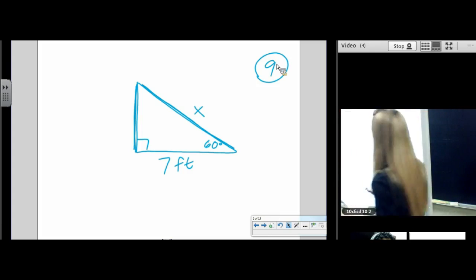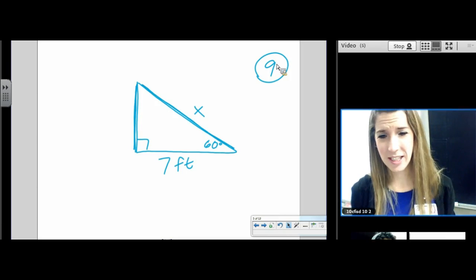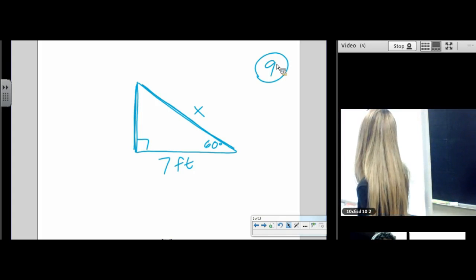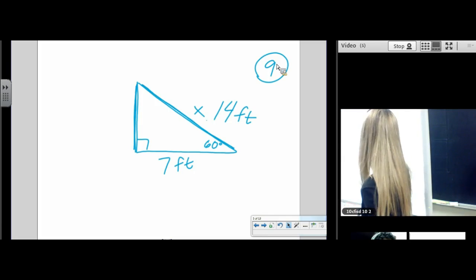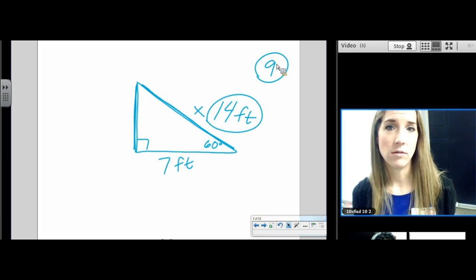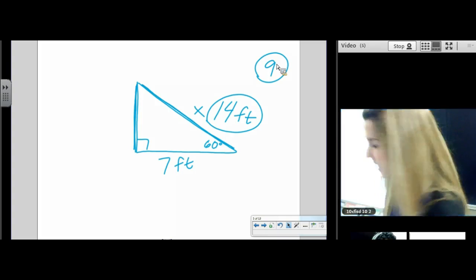So this would be your x. Honestly, guys, there's no need to use trig on this one. This is 30, 60, 90. The 7 is across from the 30. And so this would be 14 feet. Don't use trig unless you have to, because trig sometimes gives you, well, never mind. This one would give you 14. So, easy money.